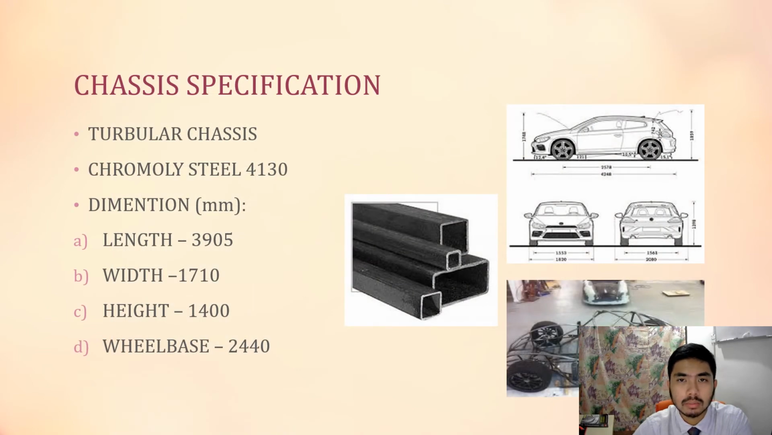So this is the chassis specification. As I mentioned, we are using the tubular chassis and the material type is common steel. This is the dimension. We usually take Proton Satria as our benchmark to produce a two-seated car. So the length is 3905 mm, width is 1710 mm, height is 1400 mm.